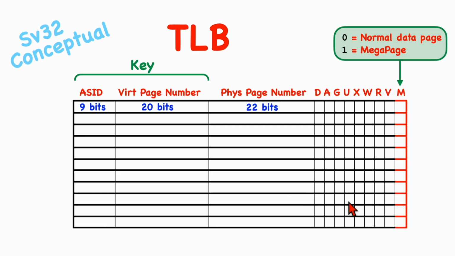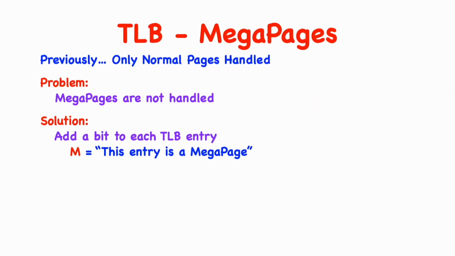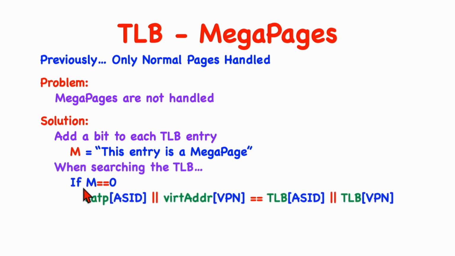So now when searching the address cache associatively for a page table entry that matches, the matching process is a little more complicated. If an entry in the TLB has the M bit clear to 0, then it's a normal page. To determine whether the entry matches, the memory management unit will compare the current address space identifier from the SATP register to the address space identifier in the TLB entry, and the 20-bit virtual page number from the virtual address to the 20-bit virtual page number in the TLB entry.